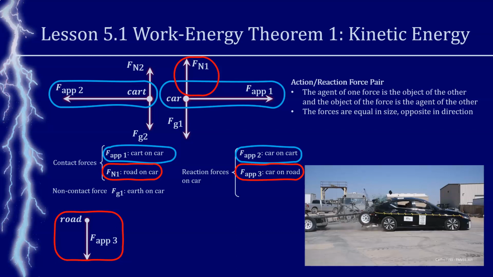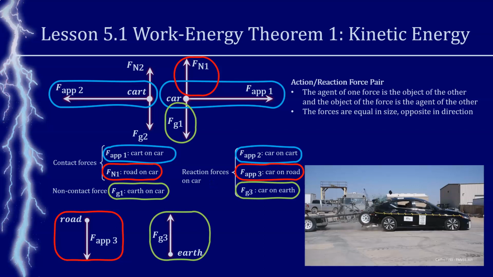And then for gravitation, same thing. I need to switch around the object and the agent. Instead of the earth on the car, it's the car on the earth. And then I can draw the equal and opposite vector. And notice that each of these is its own free body diagram. So I have a free body diagram with the road at the center because it's its own mass that has forces applied to it, and with the earth at the center. And now I have the action-reaction pairs shown for all of the forces in my car free body diagram.